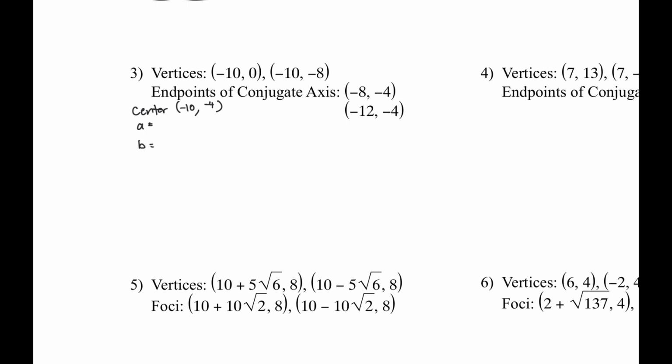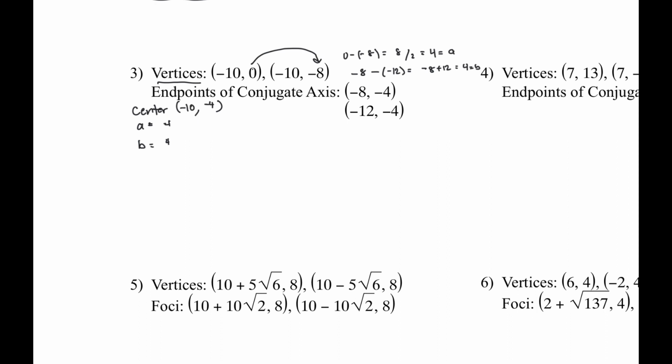I can also go ahead and look at A and B by noticing the distance between the two. Here again, I can look at the distance between two vertices, and so this would be 0 minus -8 gives me just 8. So divide that by 2. That's going to be 4 is equal to A, because A is the distance between vertices. I'll do the same thing with the endpoints of the conjugate axis. Take the two different ones, -8 minus -12, which is going to give us -8 plus 12, which is also 4, which is what B is. So in this case, we're going to have A and B equal to 4 in both situations, which is totally fine.